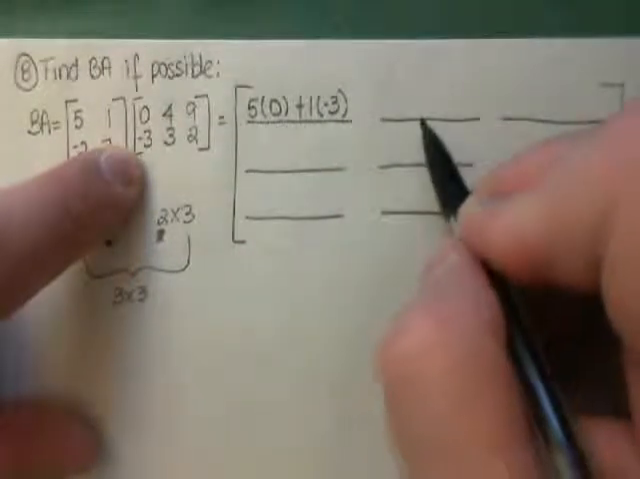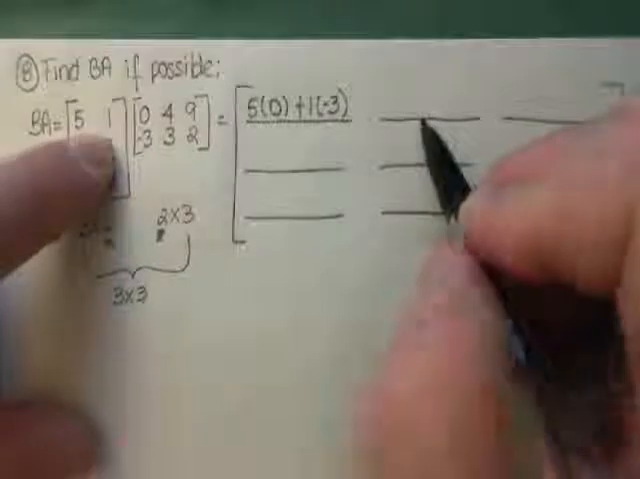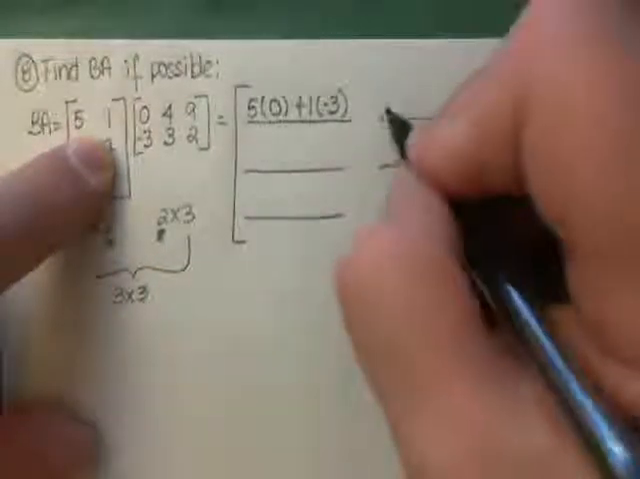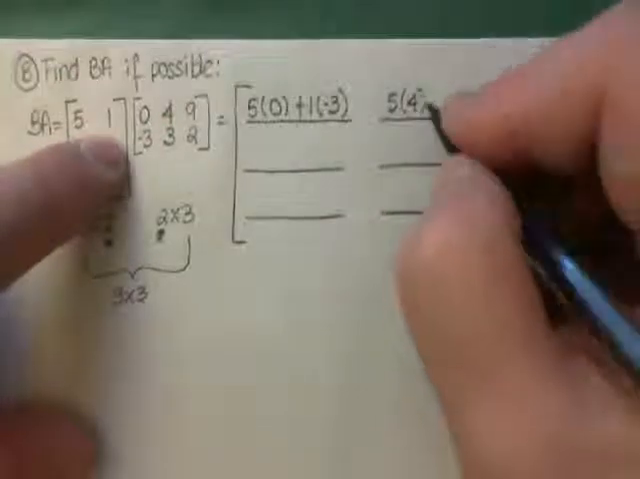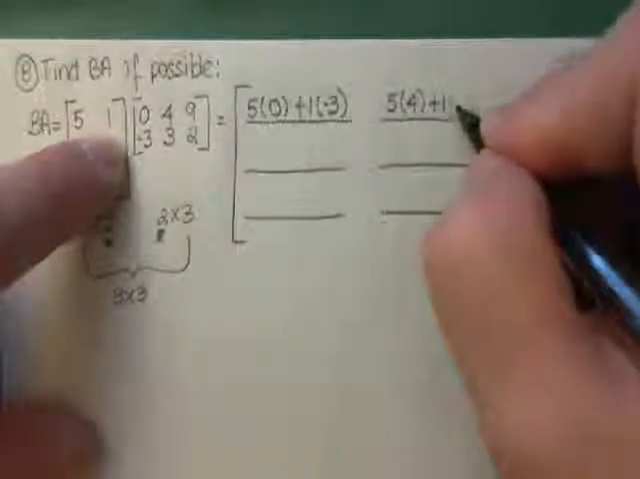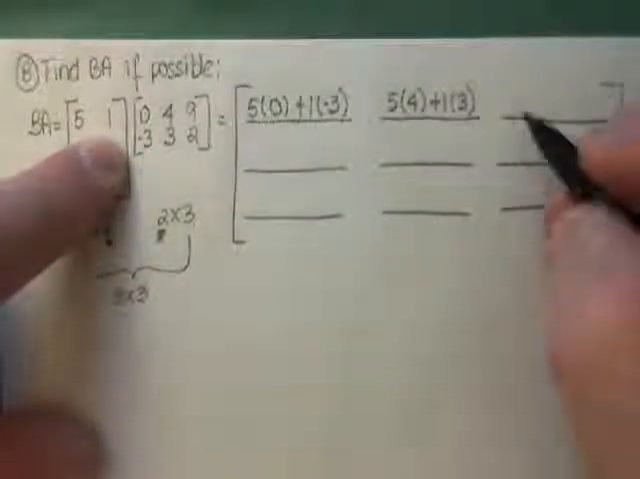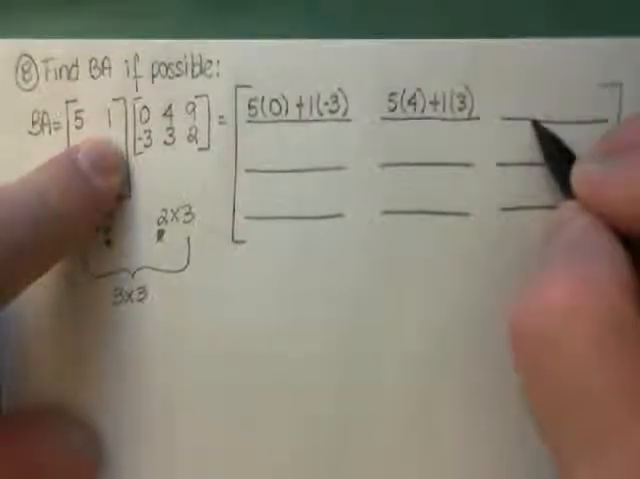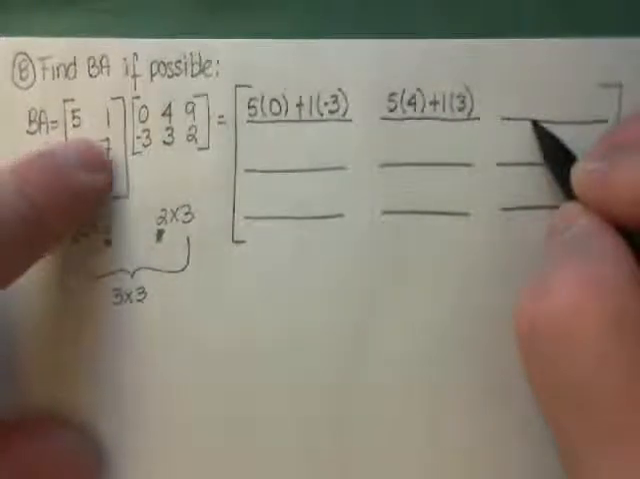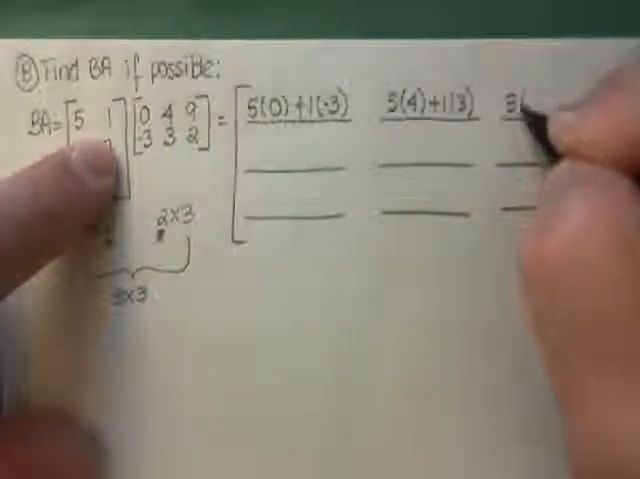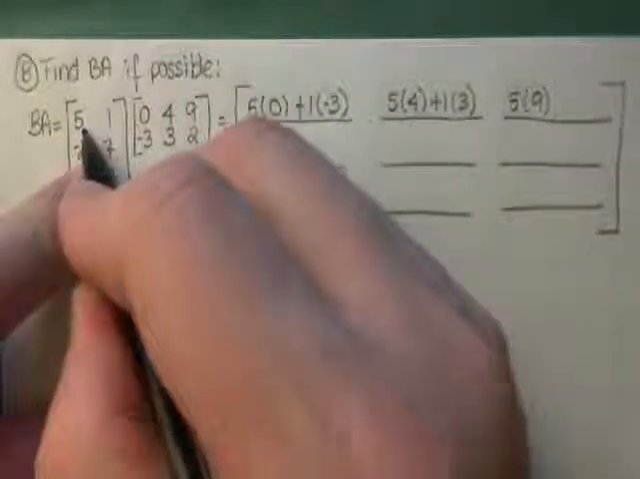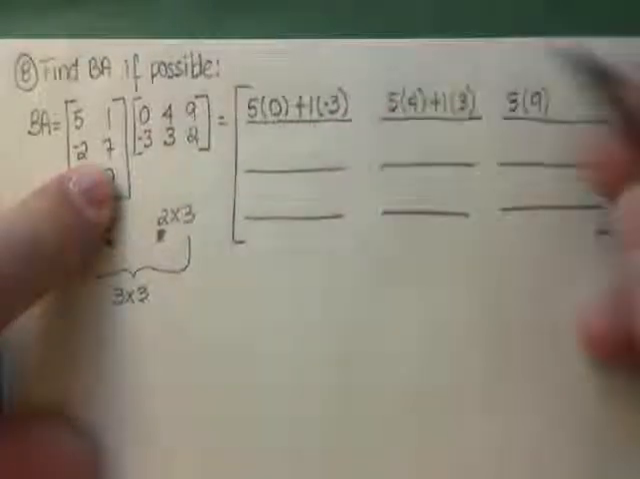Then this is address 1, 2. So row 1, column 2. So this would be 5 times 4 plus 1 times 3. And the last one is going to be address 1, 3. So row 1, column 3. So 5 times 9, 1 times 2.